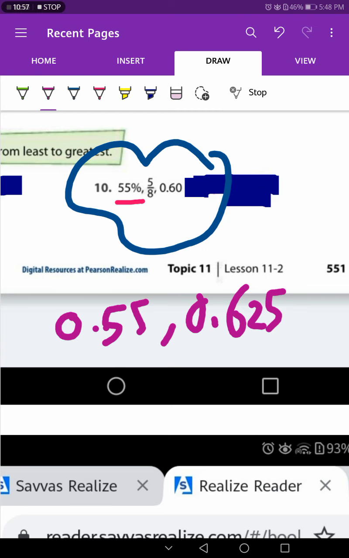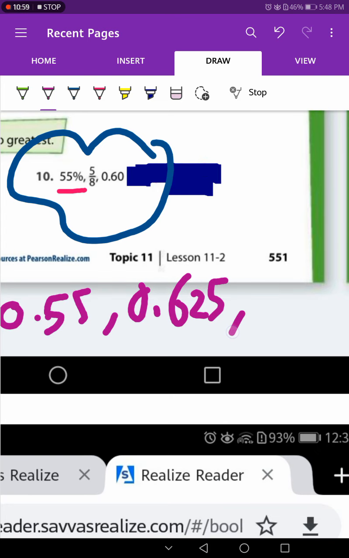Okay. Now the last one is written already. It is 0.6. 6 or 60 as you like. Okay. I will leave it 6.